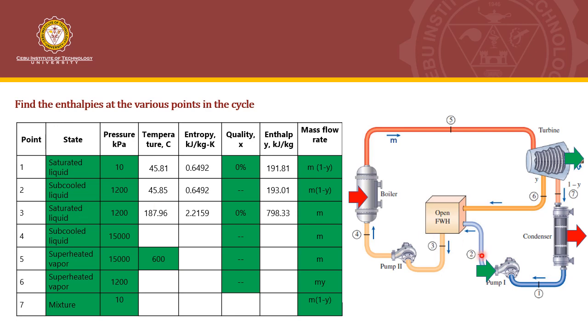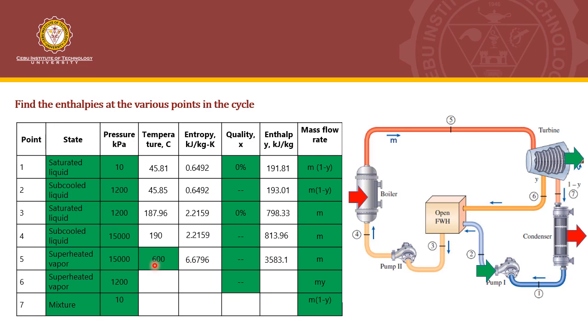3 to 4 is a pumping process, as you can see here. So it's an isentropic process. So the entropy will still be the same. And we can use the same process as point 2 to get the temperature and enthalpy at point 4. And then at point 5, we are given the temperature and pressure. So we can input that in the software and get the entropy and the enthalpy as well.